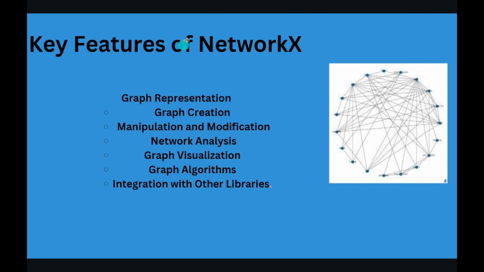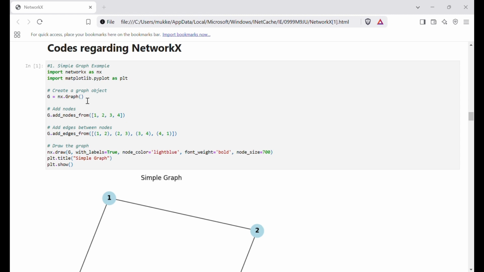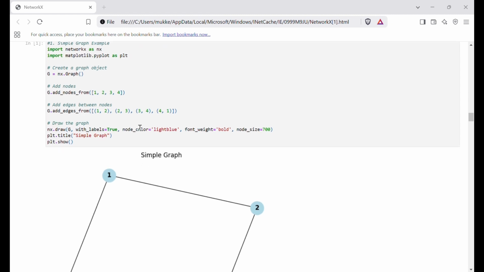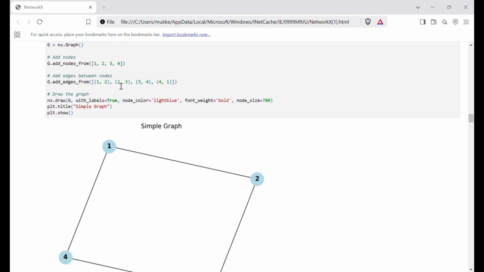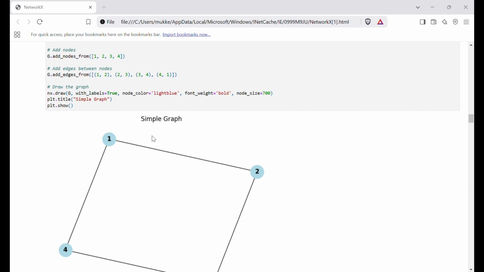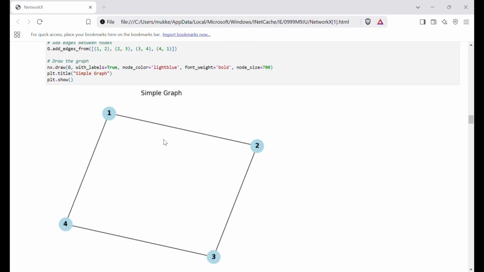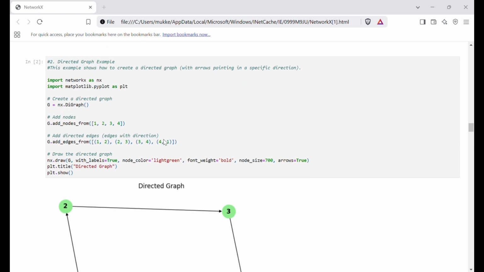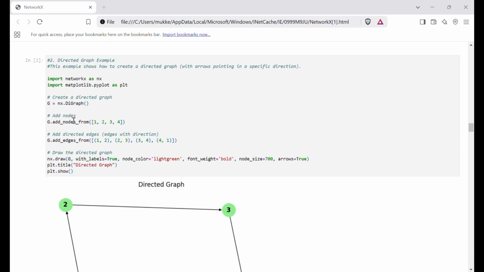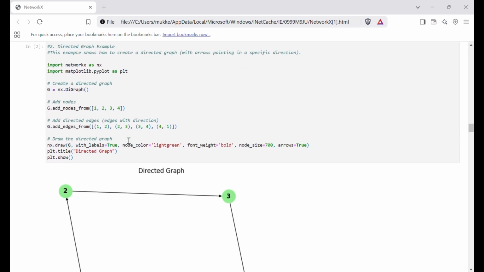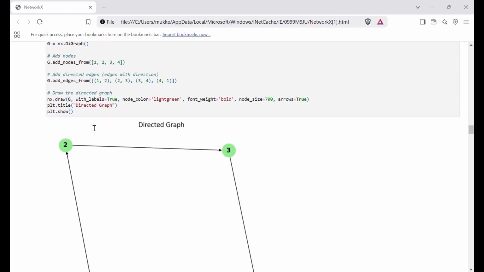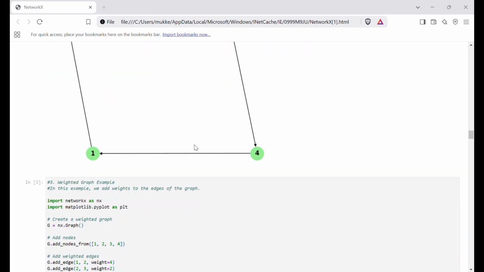Let us see some code related to graphs. If we go to simple graph, we first add the nodes and edges. Here there is no direction, so it is a simple graph. And in the directed graph, we are adding nodes and giving the direction, adding edges from one node to another, and here we are getting the directions.